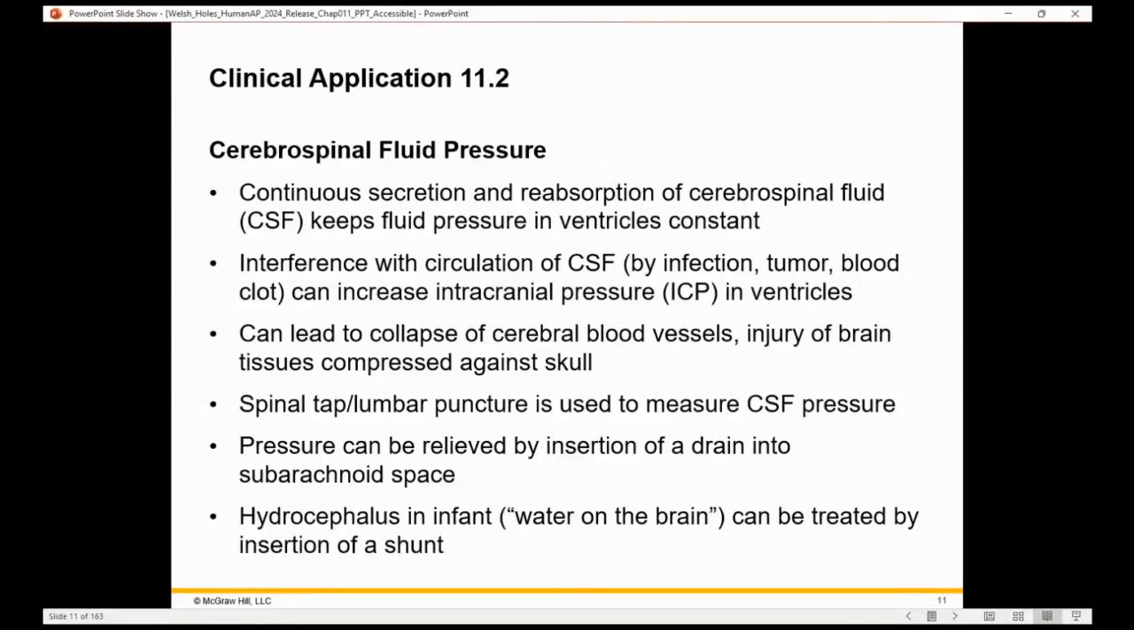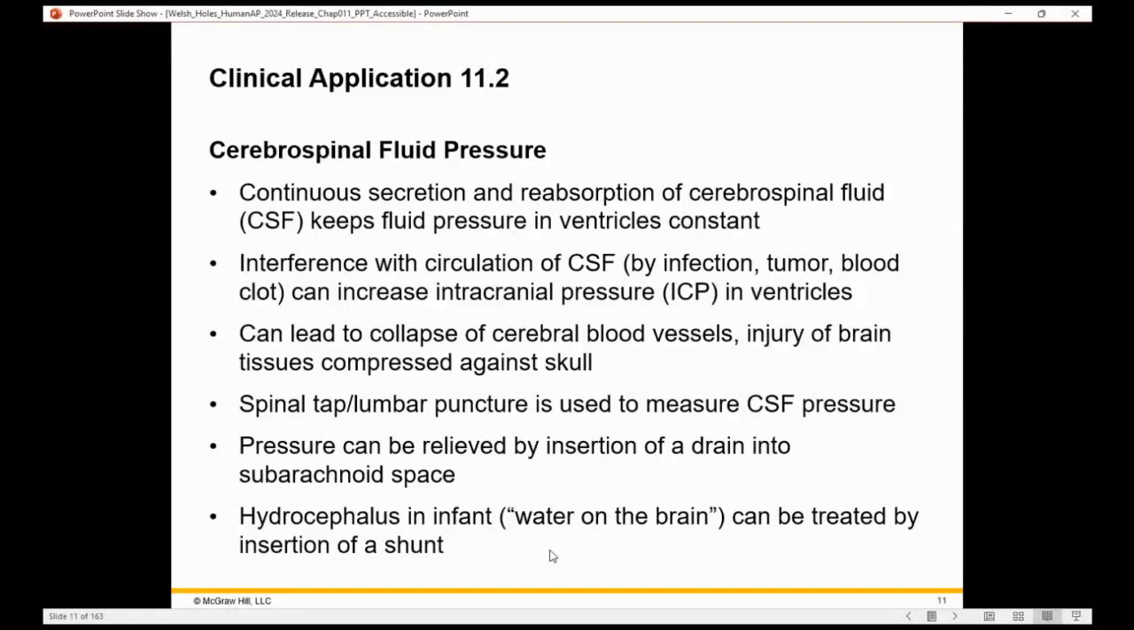They also affect cerebrospinal fluid pressure. So you have a continuous secretion and reabsorption of the cerebrospinal fluid, and this keeps the fluid pressure in the ventricles constant. Any interference with the circulation of the cerebrospinal fluid, like infection, tumor, blood clot, can increase the intracranial pressure in the ventricles. And this can lead to a collapse of the cerebral blood vessels, and injury of the brain tissues compressed against the skull. A spinal tap or lumbar puncture is used to measure the cerebrospinal fluid pressure. And pressure can be relieved by insertion of a drain into the subarachnoid space.